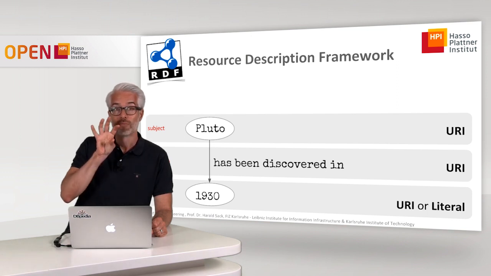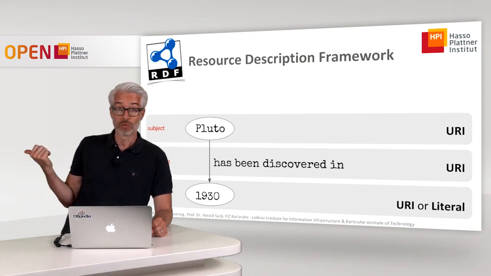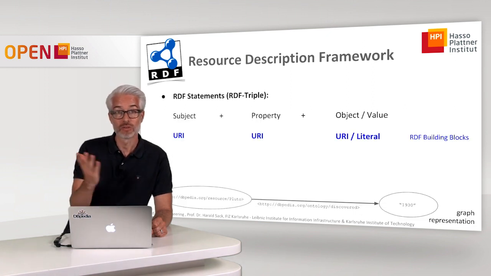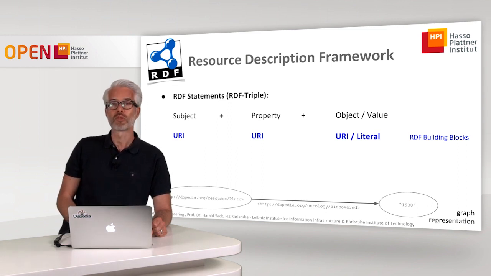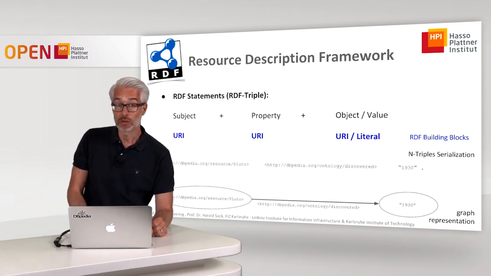So you have this threefold splitting. You have RDF triples. Subject is a URI. Predicate or property is a URI, and then the object can be a URI or a literal. So this is usually the rule: URI, URI, and then URI or literal. These are the RDF building blocks. You see here again the graph representation, here again with URIs, which denote the subject, the property or predicate, and then the object. And of course, I can also write this down in a serialization.